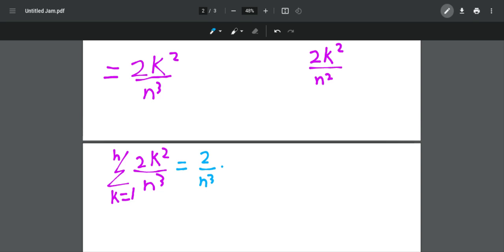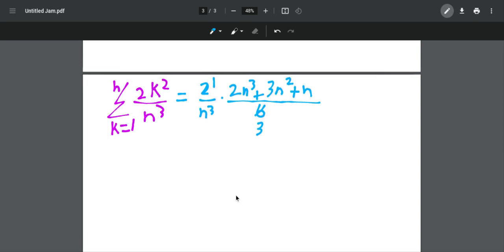And when we simplify it, we get 2n cubed plus 3n squared plus n, all over 6. Now, we can see that this 2 cancels, we get 1, and this becomes 3. And now for our last step, we should take the limit as n approaches infinity.